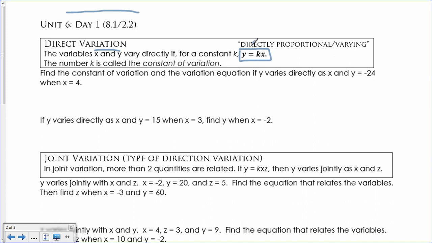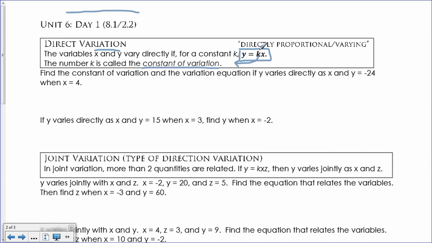So while y and x can be represented with any variables that the question chooses, k is always represented with the letter k, and it's called the constant of variation. That's an important vocabulary word for you guys to remember. The constant of variation is kind of the glue in this relationship. It gives the specific relationship between the y and the x and how they're related to one another. So the constant of variation is always represented with a k.